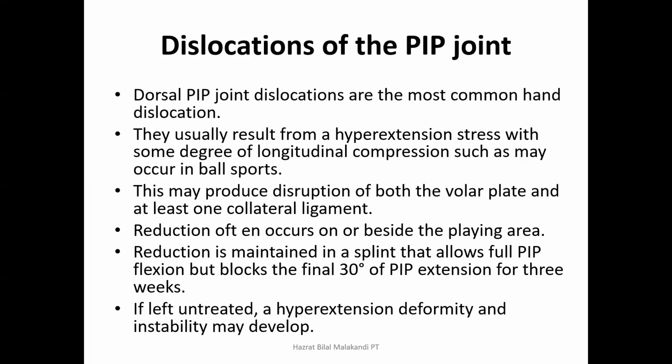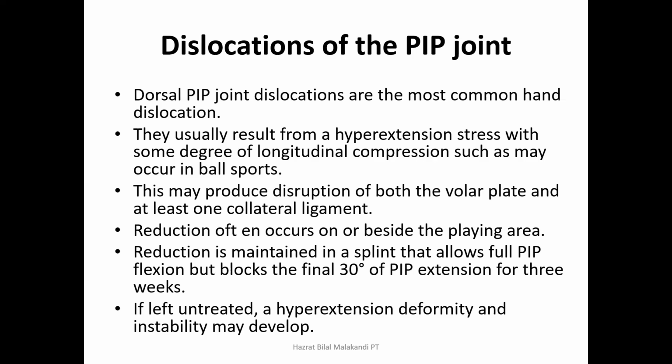If we talk about the dislocation of the PIP joint, they are more common than the MCP joint. One reason why they are more common is that the MCP joints are supported by a number of ligaments between the heads of the metacarpals, known as the intermetacarpal ligaments, but there are no such ligaments at the PIP and DIP. So that's why dislocations at the PIP are more common, and specifically the dorsal PIP joint dislocations are the most common.